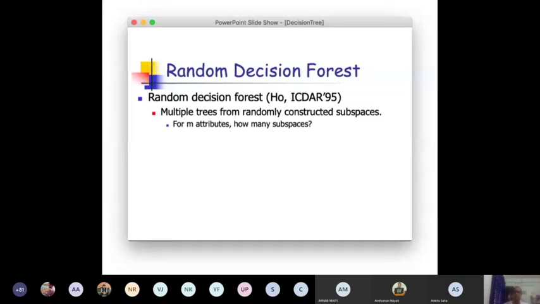So there is a question: suppose you have m attributes. How many subspaces can you consider there? 2 to the power m. 2 to the power m, because it's a power set of attributes. Each member of the power set will give you a subspace. So it is 2 to the power m, and so the question is how many to use, because it's an exponential number.